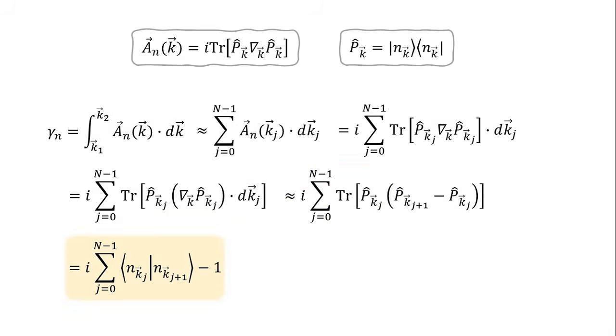Substituting this approximation and simplifying, the Berry phase can ultimately be expressed in terms of the overlap between eigenstates at consecutive points along the path. This shows that the Berry phase is determined by the deviation of the overlap from 1 as you move between consecutive points along the path. If the overlap is exactly 1, there is no phase contribution from that segment. This expression is often referred to as the discrete Berry phase formula, or the discretized version of the Berry phase.